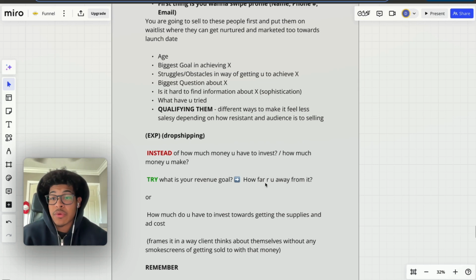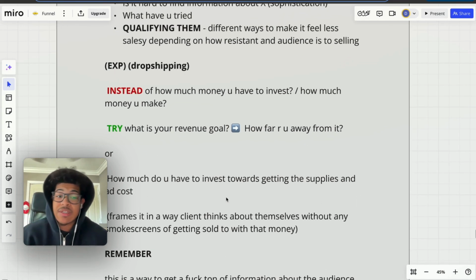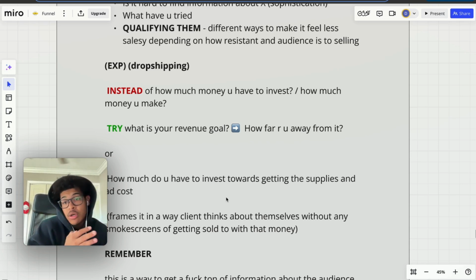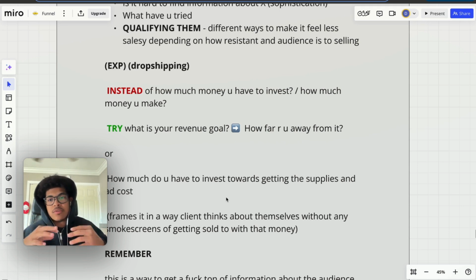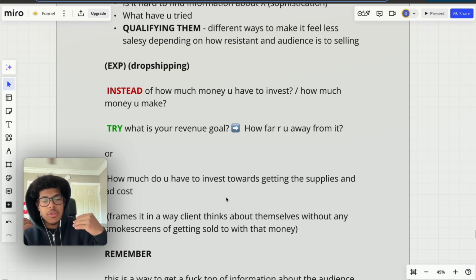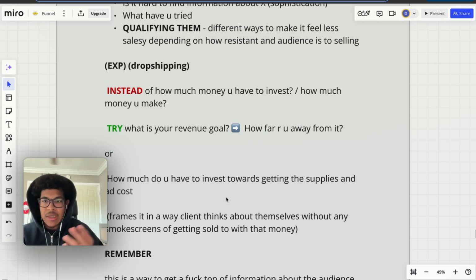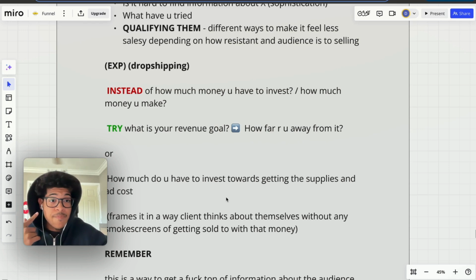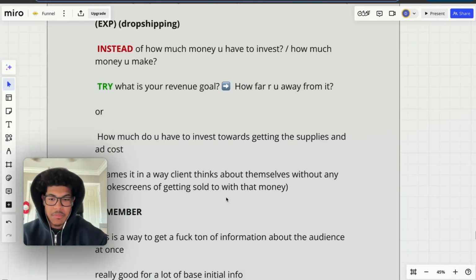How far are you from it? 4K away. So they have 6K. Or how much do you have to invest towards getting the supplies and ad costs? It just frames it in a more selfish way. They're thinking about themselves. They're thinking, oh, this is my money that I have to invest towards this, not even thinking about the mentorship. Oh, I got 4 or 5 to invest towards this business, and I've been looking for some little mentorship. You're taking away any smoke screens of getting sold to with whatever that money is, right?